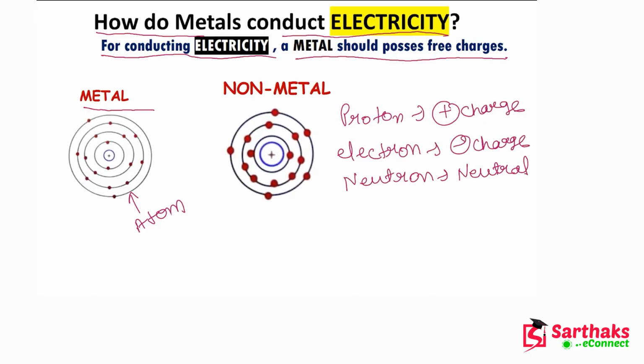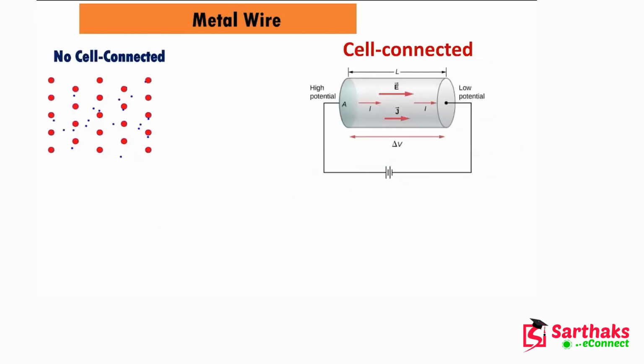So in this case the metal has lots of negative free charge. It means it has lots of free electrons, so that's why it can conduct electricity easily. But in the case of non-metal, it doesn't have free electrons, or you can say it doesn't have free negative charge. That's why it will not conduct electricity. I hope guys you get my point. Now let's move to the next slide.